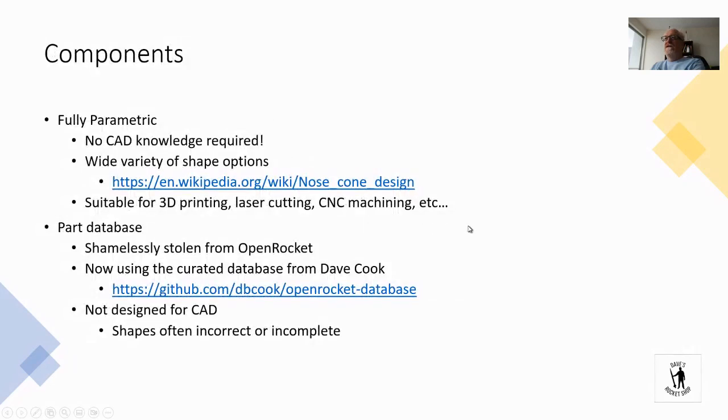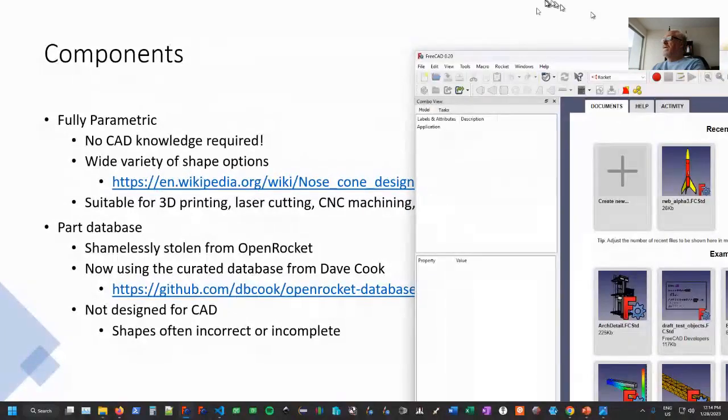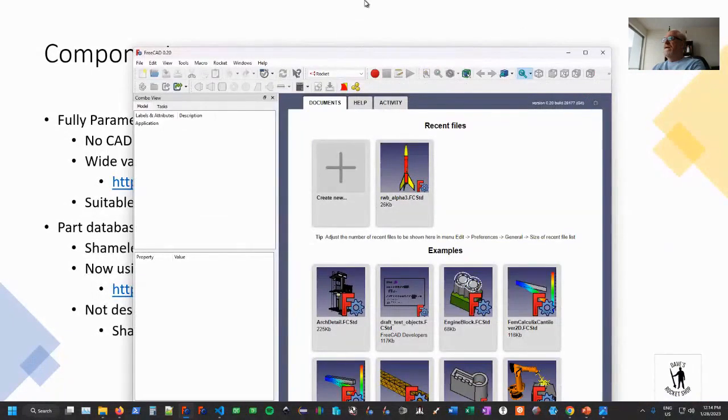So let's look at these in order. Components. This is why most people are coming to the Rocket Workbench. The whole point about these components is they're fully parametric. If you're not a knowledgeable person with regards to CAD, you can get started and up and running right away. So let's see what that looks like.